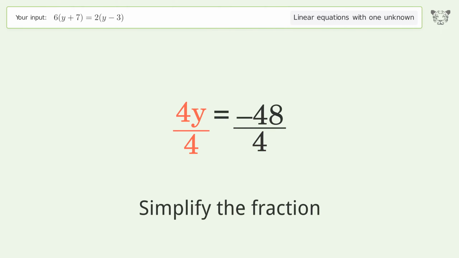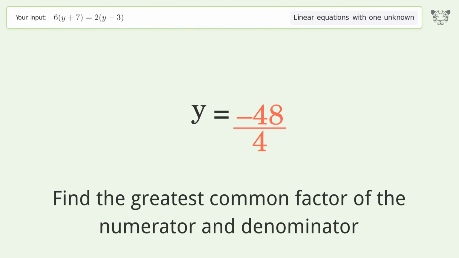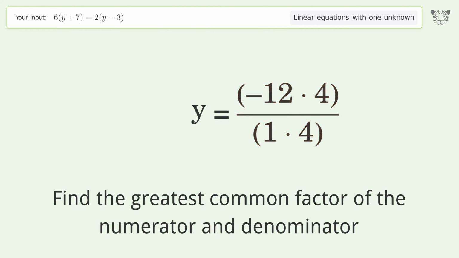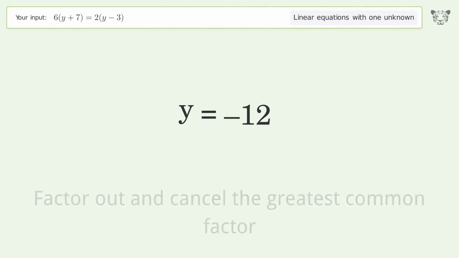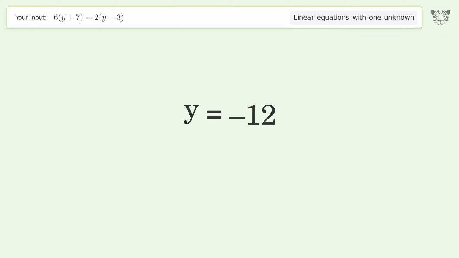Simplify the fraction. Find the greatest common factor of the numerator and denominator. Factor out and cancel the greatest common factor. And so the final result is y equals -12.